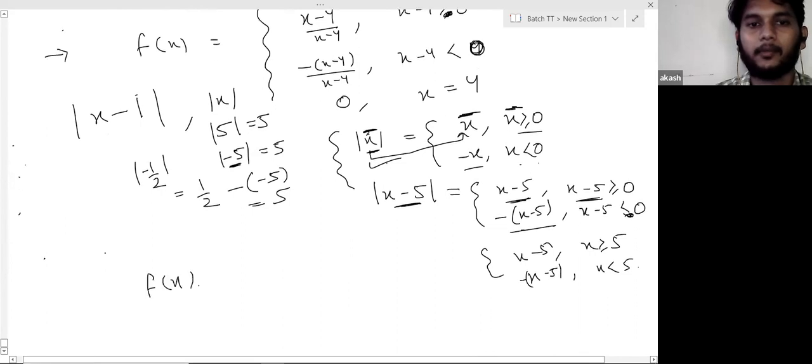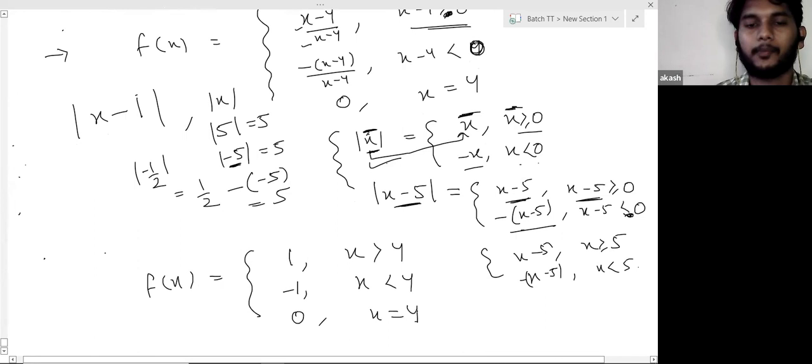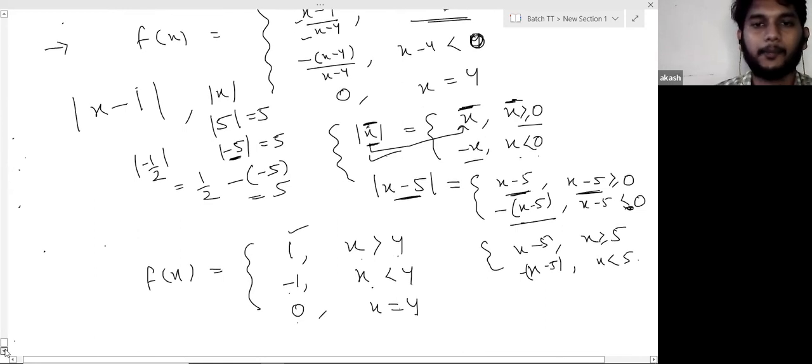All right. So we can simplify this. f of x will be equal to x - 4 upon x - 4, which is 1, when x - 4 is greater than 0, meaning x is more than 4. This will be equal to minus 1 when x is less than 4, and 0 when x is equal to 4. So the function becomes very simple. When x is more than 4, the function is 1. When x is less than 4, the function is minus 1. When x is equal to 4, the function is 0. Now we can solve for continuity.